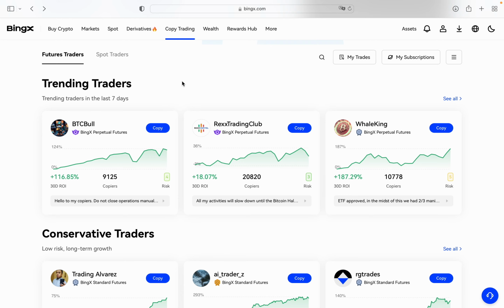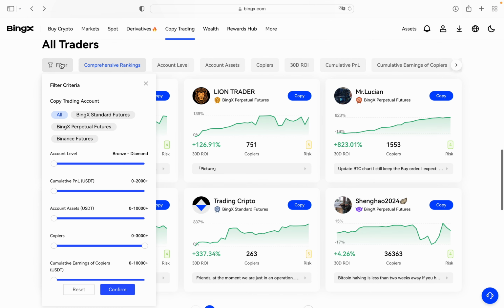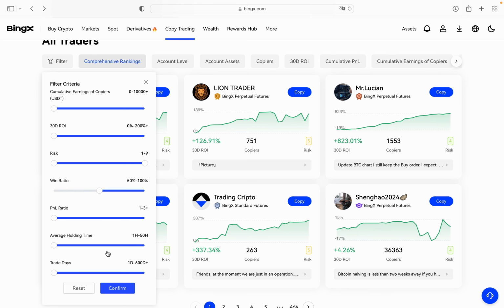So now the question is, how do I find a really good pro copy trader? In this case, I scroll down and select the different filters right here. So for me personally, the most important stats are the win ratio, that we have a minimum of 50%. And it's very important for me that we have a minimum of 120 days, because I want a trader who is trading for a longer time. Because the longer the trader is actually trading on BingX and making consistent profits, the higher is the chance that the trader will continue to make profits and will not lose your whole money. So now we can click on confirm.